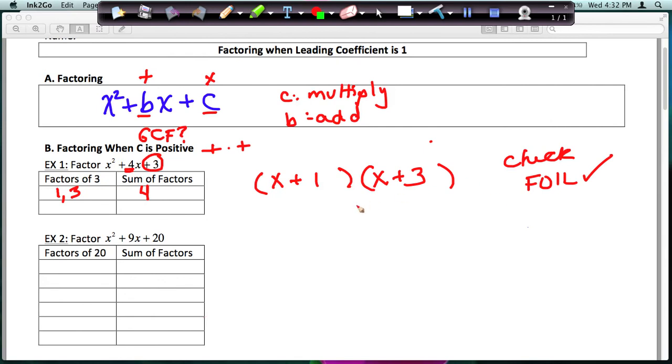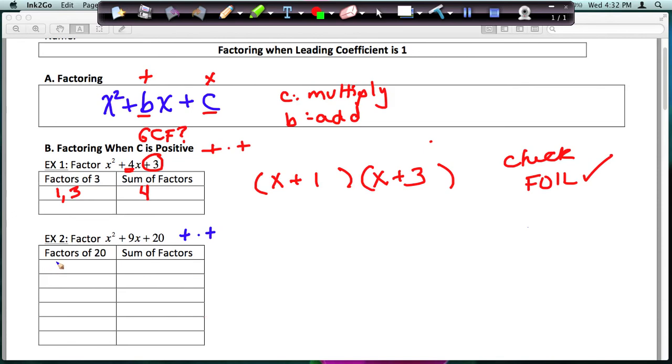Okay, so let's go ahead and do the same thing with x squared plus 9x plus 20. So again, I have the same thing. It adds to be positive and multiplies to be positive. So I know both my signs have to be positive. And again, that helps me with my factors. I don't have to worry about any negatives.